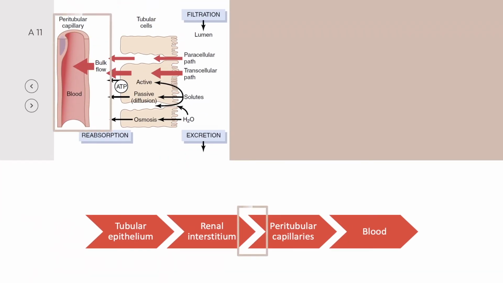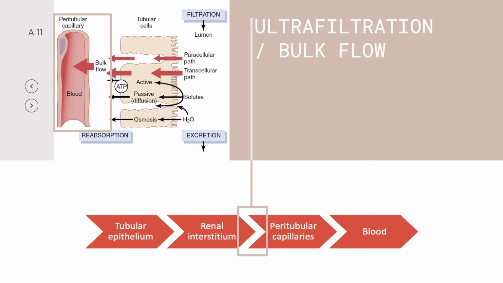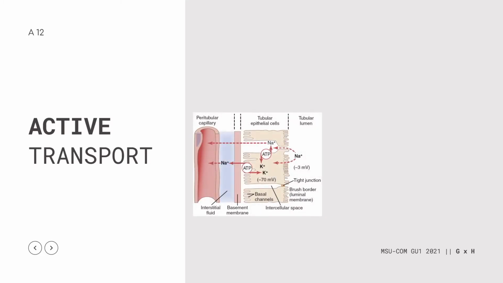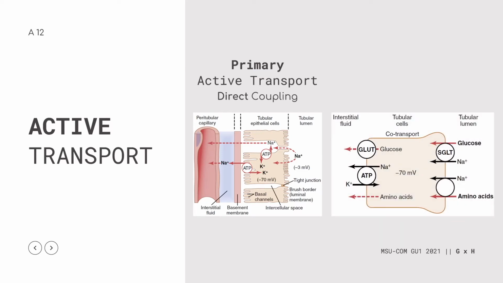After tubulo-interstitial transport, water and solutes are transported through the peritubular capillary walls into the blood by ultrafiltration or bulk flow, which is mediated by hydrostatic and colloid osmotic forces. Once again, active transport moves the solute against an electrochemical gradient, thus requiring ATP. It is done either by directly coupling to an energy source, also known as primary active transport, or indirectly, which is the case in secondary active transport.